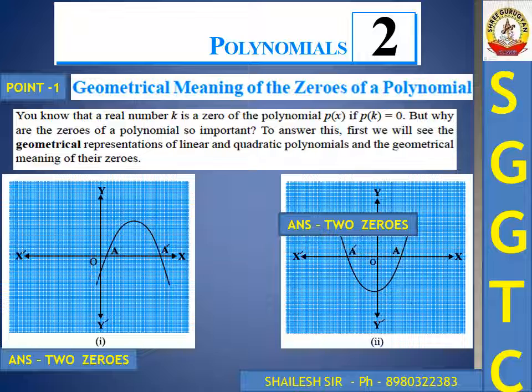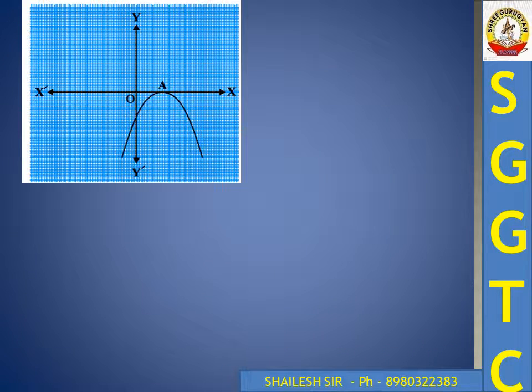Look at the second figure. The graph intersects the y-axis also, but we do not count the y-axis. Only x-axis points are counted. One more. In the given polynomial graph, look here, it intersects the x-axis at only one point A. So the zeros of this polynomial is 1. I again repeat, students, the graph must intersect the x-axis, not the y-axis. So you count only x intersection points.